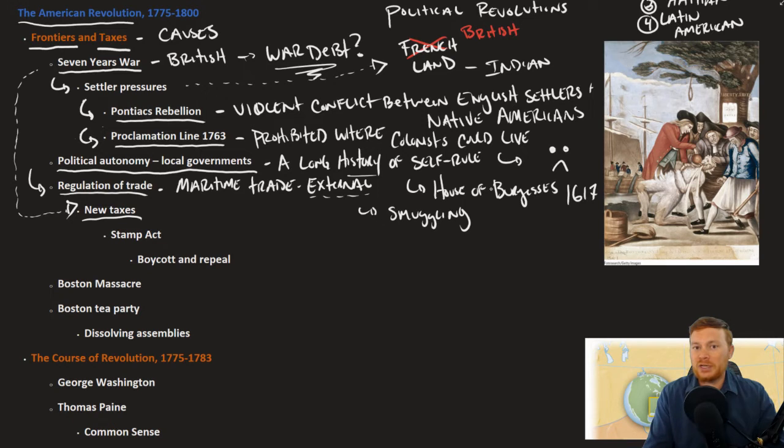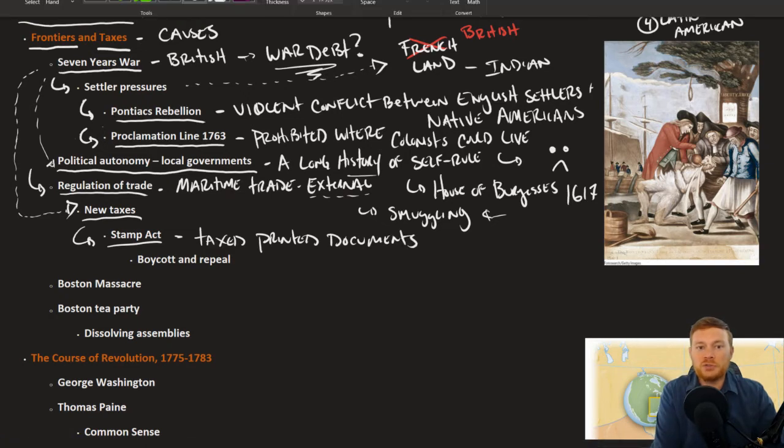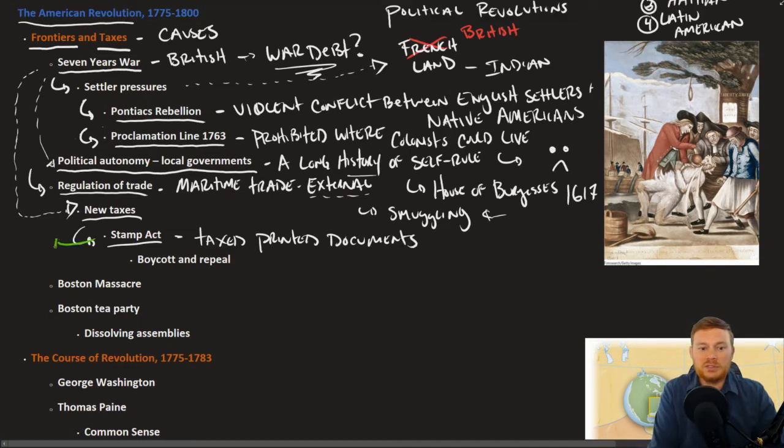So regulation of trade had been on the books, but especially in the aftermath of the 7 Years' War, it only increases. There was a whole series of new taxes, including taxes that cracked down on smuggling, but by far the most important of these taxes was the Stamp Act, which taxed printed documents. This was a way for the British Empire to raise money, right? The whole purpose of the Stamp Act was to raise money. And ultimately that money would be used, right, if we go back here, to pay down the war debt, right?